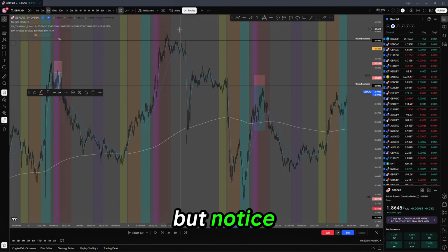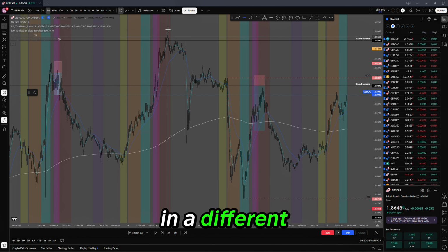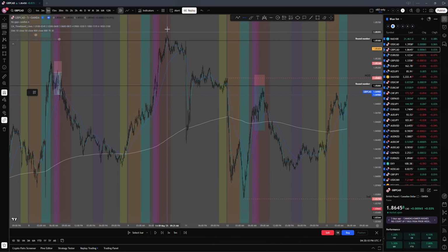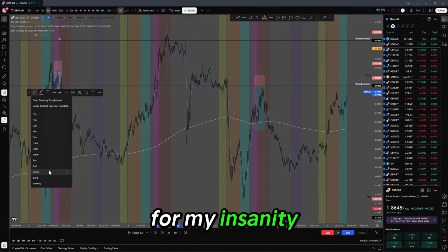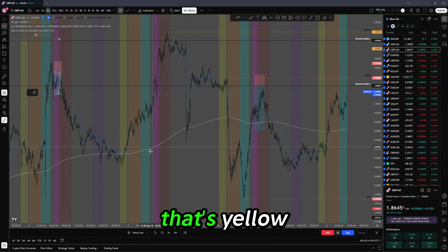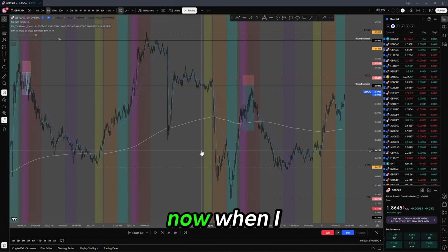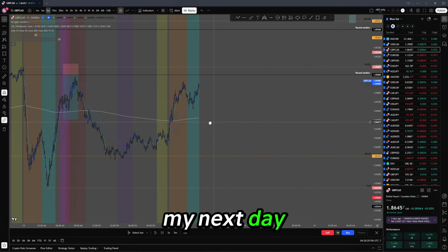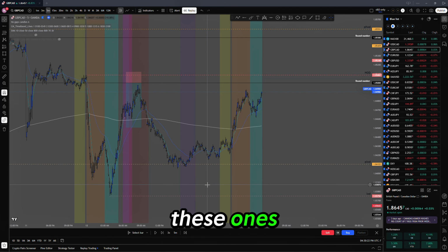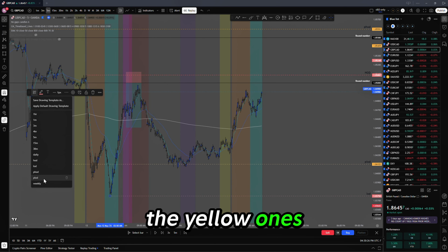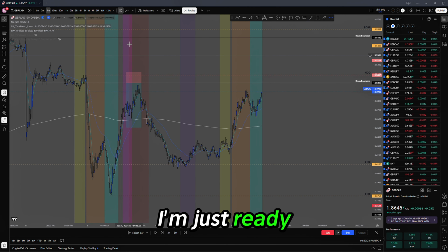But notice how we're gonna mark these up in a different color. Now there's a reason for my insanity here. So notice how that's yellow. When I go to do my next day, what I'll do is I'll delete these ones and then I'll just recolor these to the yellow ones. That way I'm just ready.